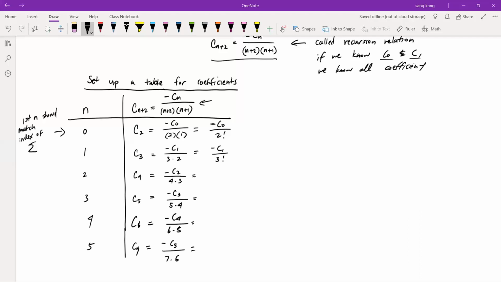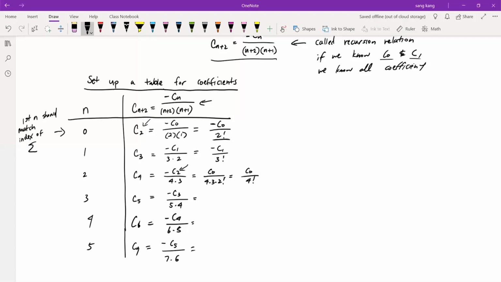So I know we have C2, C3, C4, and C5, but we can substitute these values because we've already found them here. We found what C2 was here. So I can substitute this guy, negative C naught over 2 factorial, in for C2. So I'll have minus, so it's positive C naught over 4 times 3 times 2 factorial, which is C naught divided by 4 factorial. It's the same thing, right?